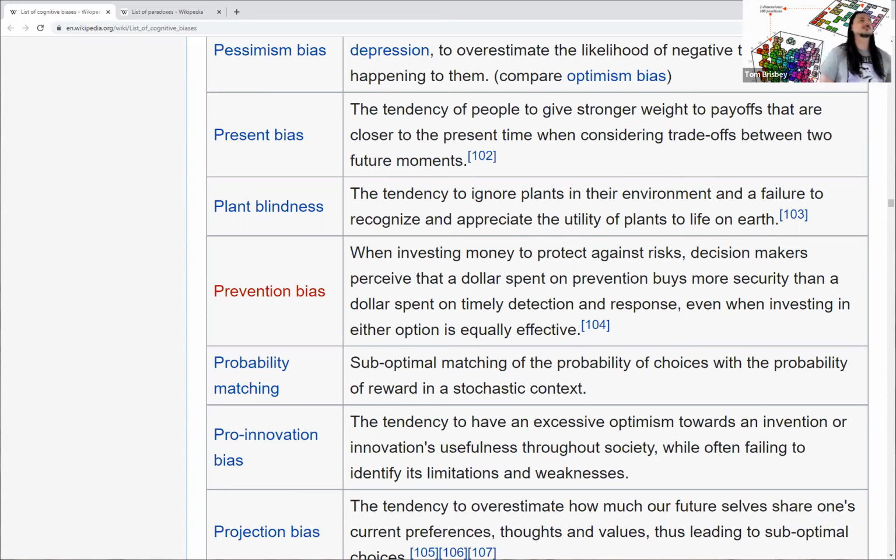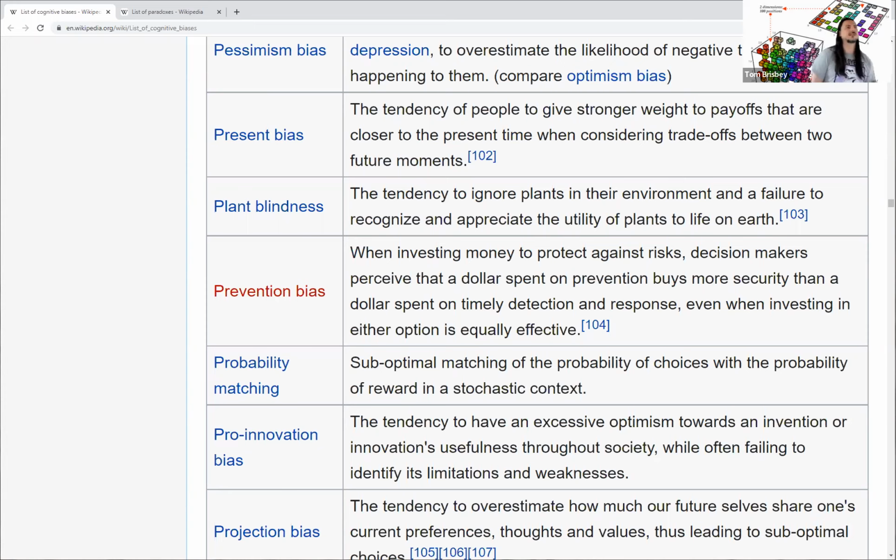Plant blindness, the tendency to ignore plants and their environment, and the failure to recognize and appreciate the utility of plants to life on Earth. Somebody put that in there. Somebody felt really bad about plants. Better make sure the plants are covered. All right, there's people who don't care about plants. Yeah, if plants are relevant to what you're doing, you should care about them. I think that'll make that person happy.